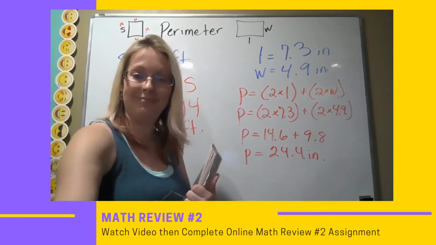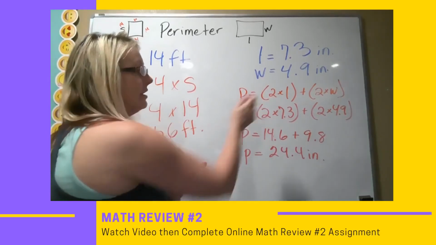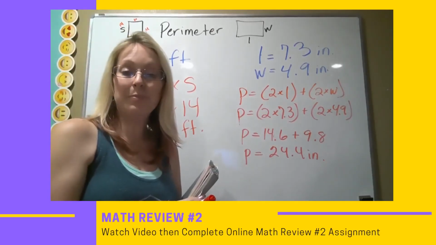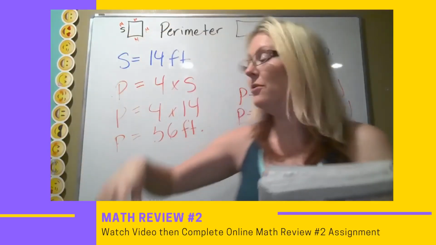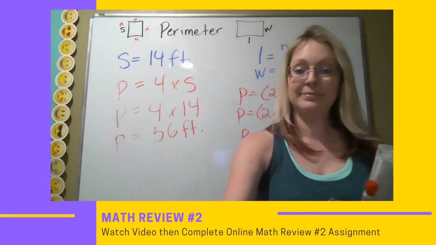That is perimeter. When it comes to perimeter, don't forget your equation. 2 times length plus 2 times width for a rectangle, and 4 times S for a square.